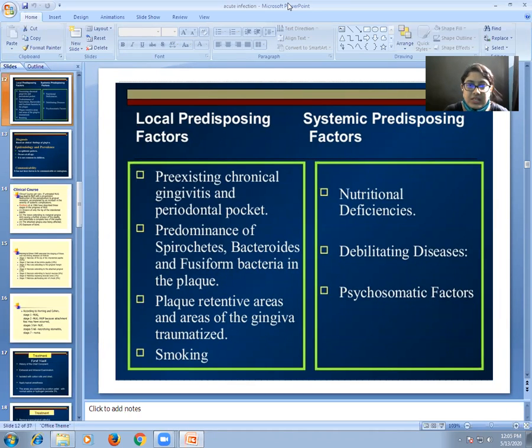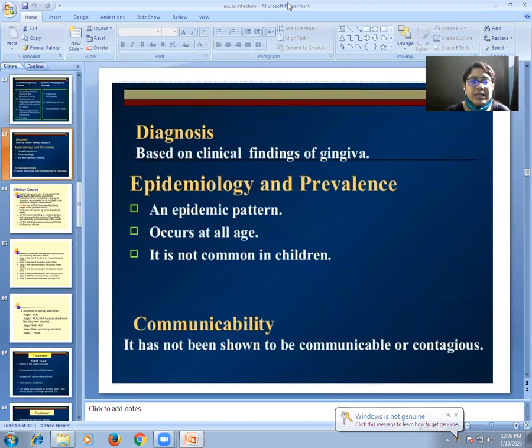The local factors of this disease are pre-existing chronic gingivitis and periodontal pockets, then bacteria like spirochetes, bacteroides, and fusiform bacteria in the plaque, smoking, plaque-related areas, and areas where the gingiva is traumatized. The systemic factors of this disease are nutritional deficiency, debilitating diseases, and psychosomatic factors, for example stress.